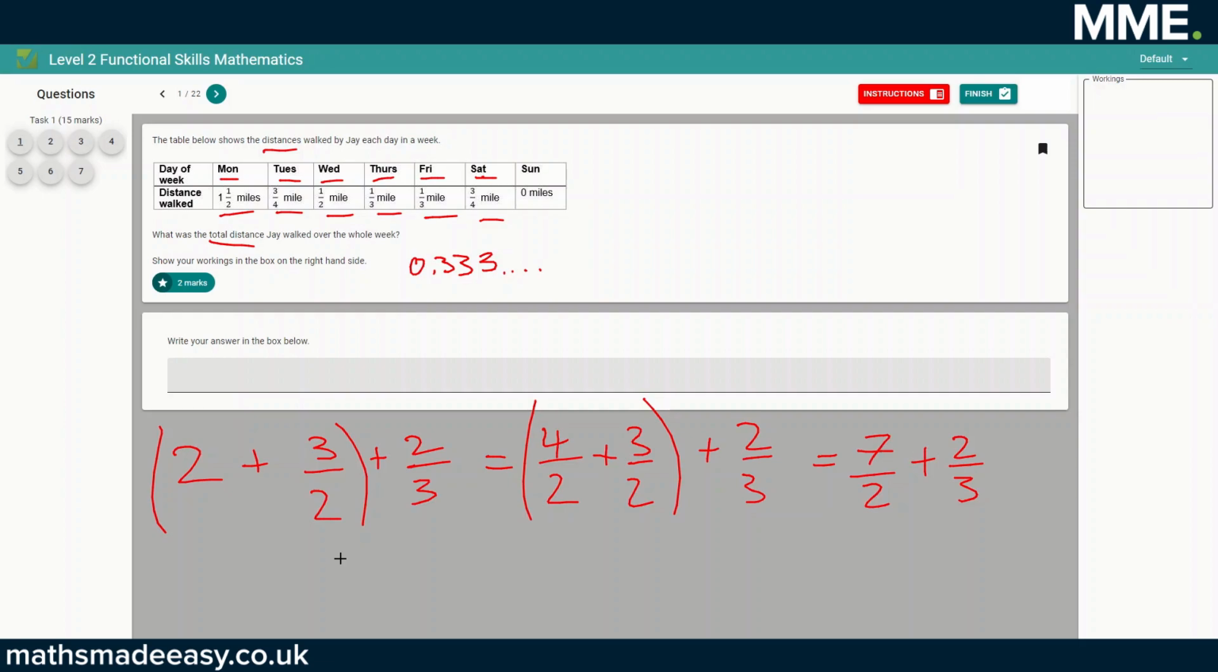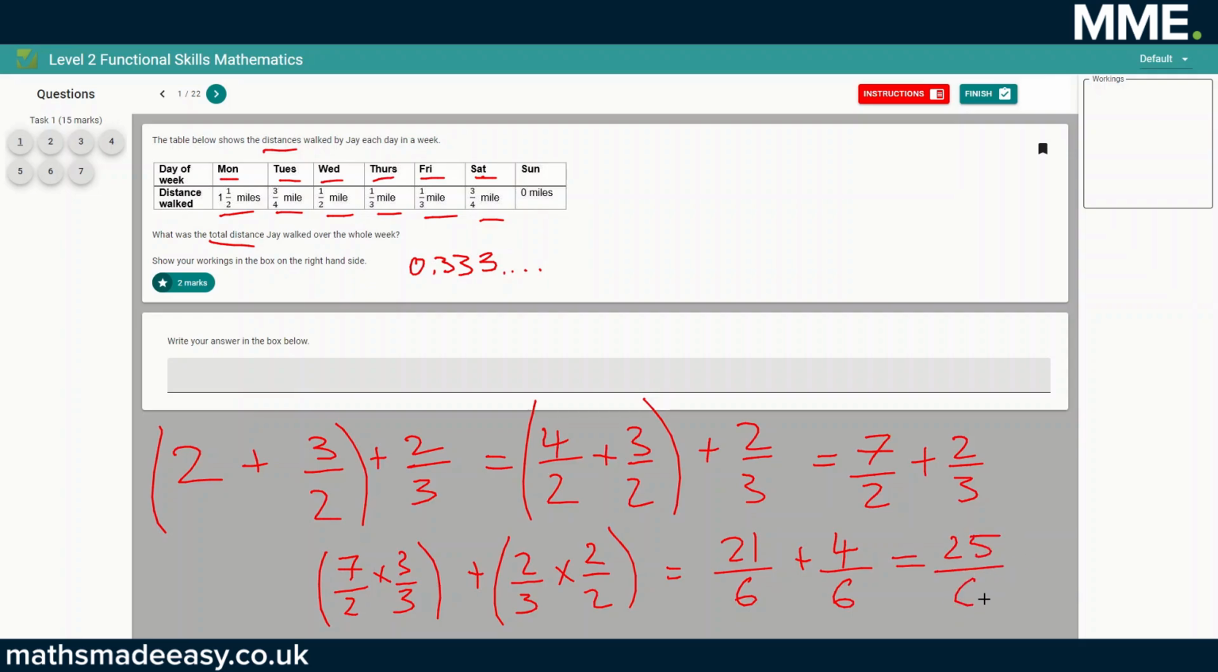So to do this, we'll multiply 7/2 times 3/3. So this is still an equivalent fraction to 1, so we're not changing the value in any way. So plus 2/3, and this time I'm going to multiply it by 2/2. So in each instance we're trying to get the value on the bottom to be 6. So 7 times 3, 21, over 2 times 3, which is 6. Then plus 2/3 times 2/2, so 2 times 2 is 4, and 3 times 2 is 6. Adding the values on the top together, we get 25/6.